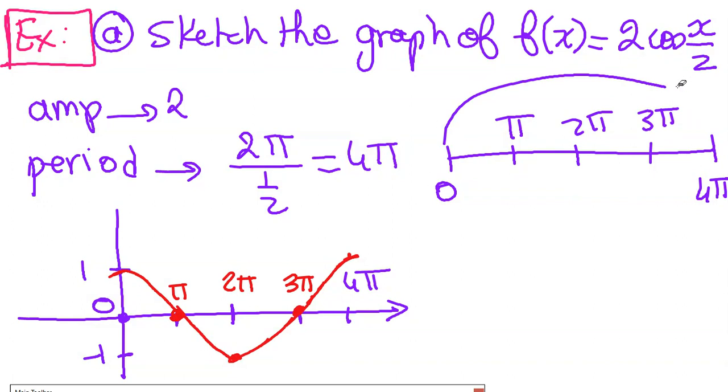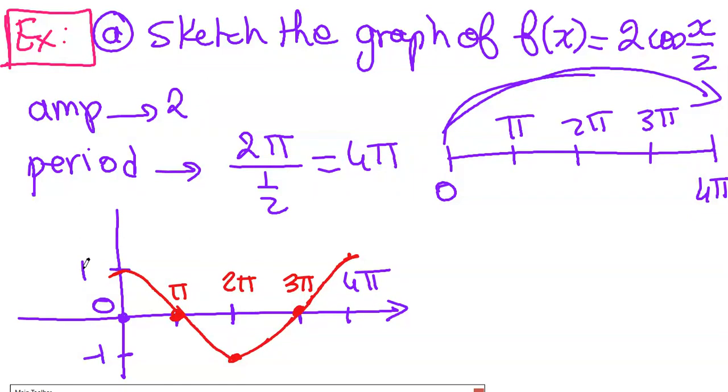So I divide 4 pi by 4. 4 pi minus 0 over 4, it means it's pi. So every time I'm adding pi. So 0 plus pi, plus pi, 2 pi, plus pi, 3 pi, 4 pi. So those are my particular points. So I have it here, 0, pi, 2 pi, 3 pi, 4 pi.